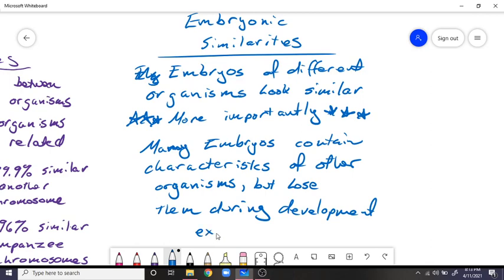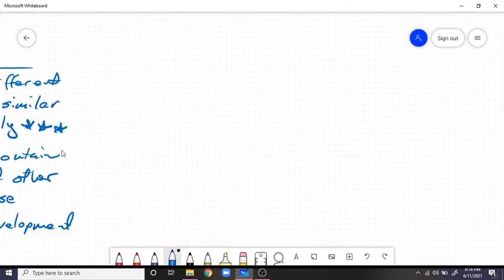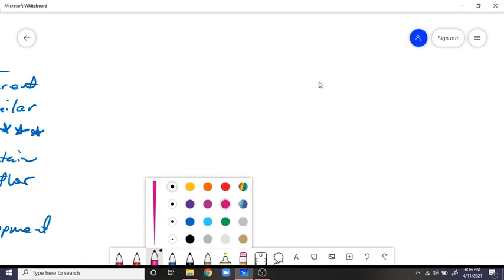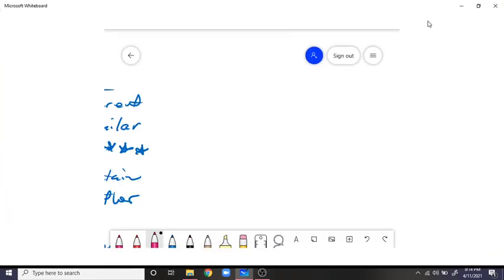For example, even we have gills at one stage during our embryonic development, and we lose them because we use lungs to breathe. Now, I have said that evolution takes a long time. What are the mechanisms for evolution?